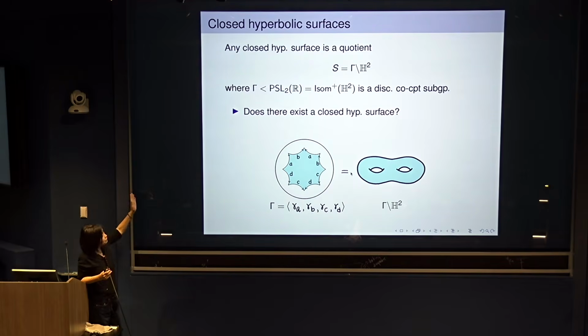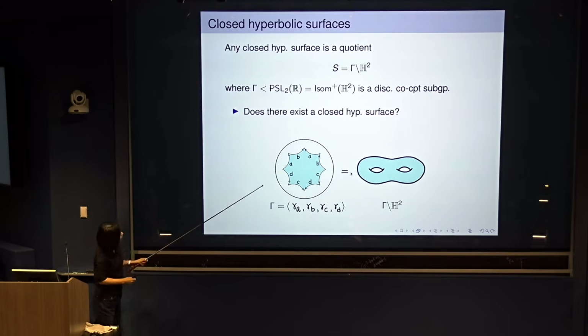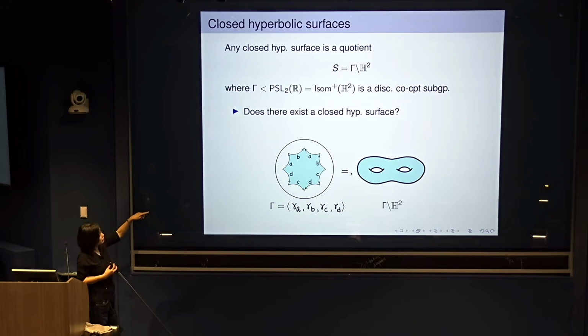Okay, so this is the definition. But of course, the natural question is: does there exist any closed hyperbolic surface? Does there exist any discrete co-compact subgroup of PSL2R? Okay. So I'll give you one explicit example using the unit disk model here. So this is the disk model. And here I try to draw the regular octagon. So you have here an octagon, and the inner angle is pi over 4.